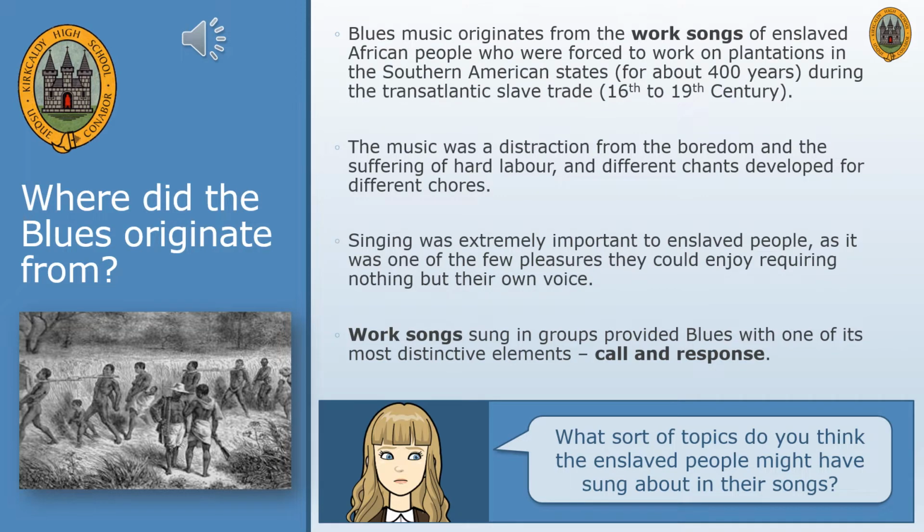Where did the blues originate from? Blues music originates from the work songs of enslaved African people who were forced to work on plantations in the southern American states for about 400 years during the transatlantic slave trade, which was the 16th to the 19th century. The music was a distraction from the boredom and the suffering of hard labour, and different chants developed for different chores. Singing was extremely important to enslaved people, as it was one of the few pleasures they could enjoy, requiring nothing but their own voice.